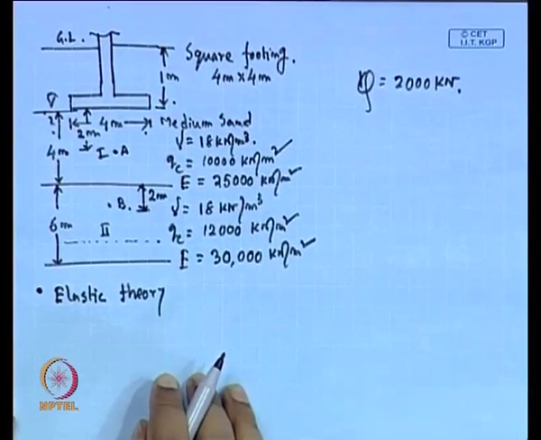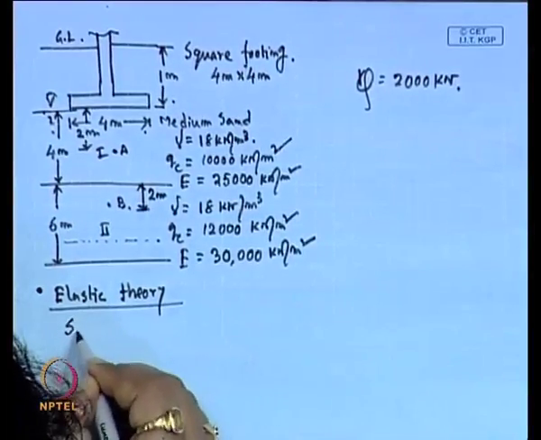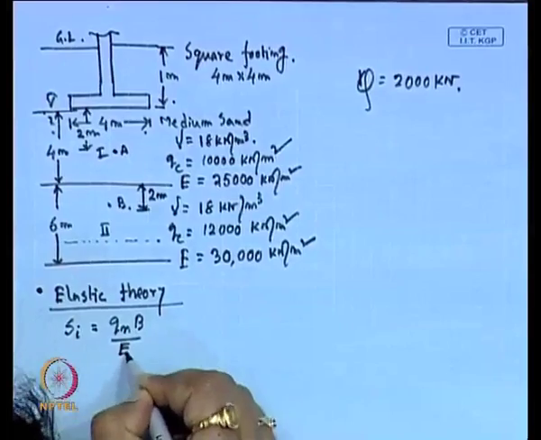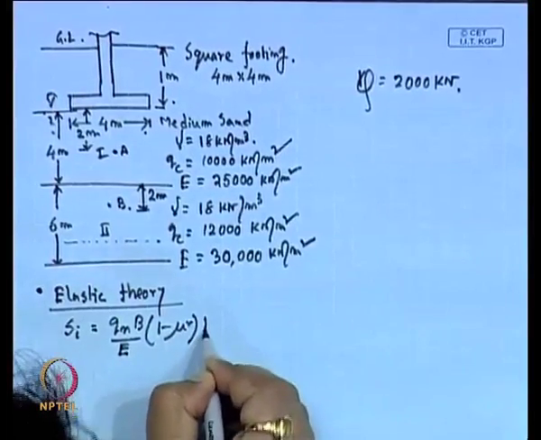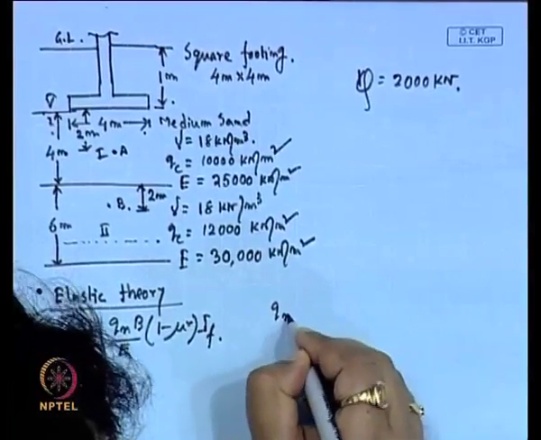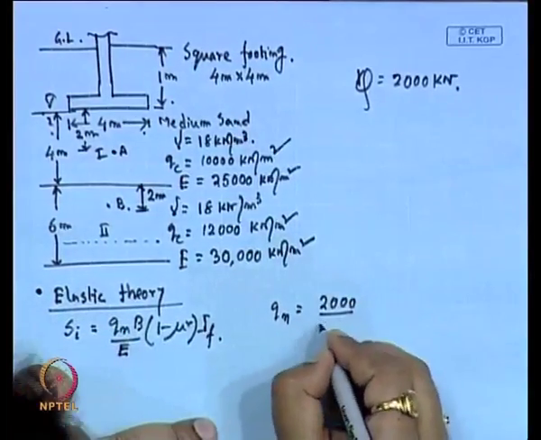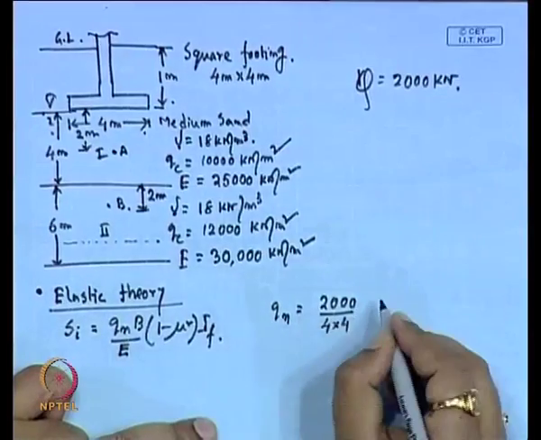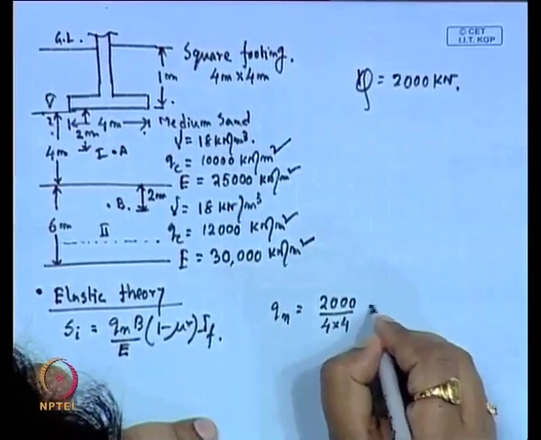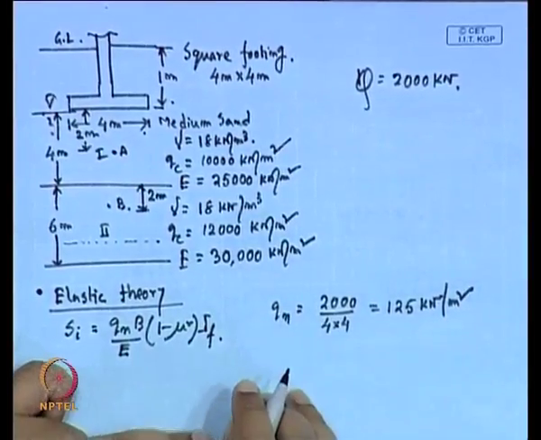So, we will use the elastic theory first. Here, using the elastic theory, the immediate settlement S I is q n B by E into 1 minus mu square into I f, the influence factor. Now, q n we can calculate: this is 2000 divided by 4 cross 4. So, this value is coming out to be 125 kilonewton per meter square.